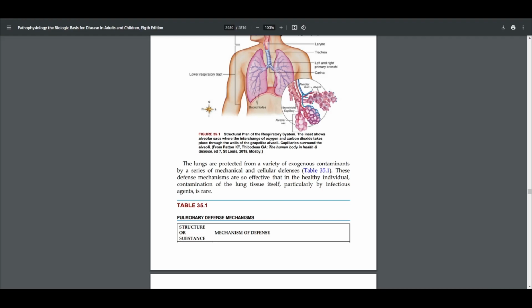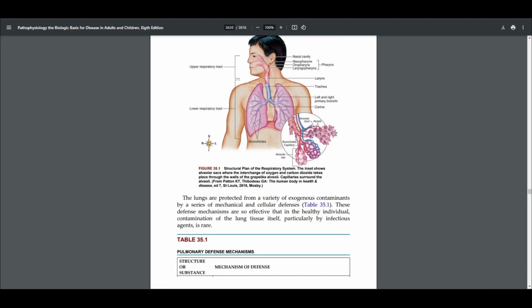The lungs are protected from a variety of exogenous contaminants by a series of mechanical and cellular defenses. So I'm just going to make this a little bigger. Boom.